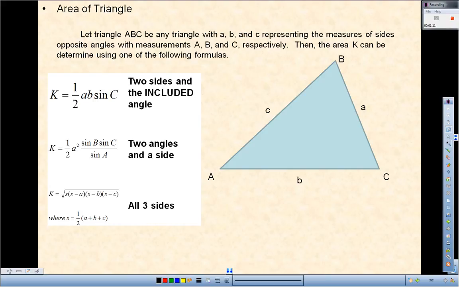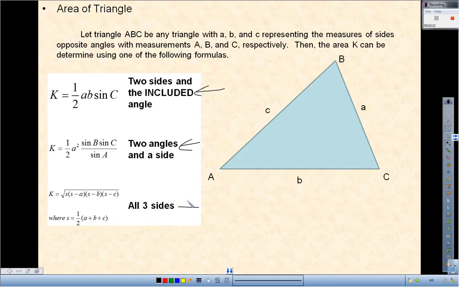Now, you have to determine which formula you're going to use. So, if you have two sides and the included angle, you're going to use this formula. The area is 1/2 ab times sine of C. If you are given two angles and a side, you're going to use this formula: 1/2 a squared sine B sine C over sine A. Now notice that whatever side you're given, make sure that the angle of that side is in the denominator. So you notice this is a squared. Notice where sine of A is. It's in the denominator. The other two are up there.